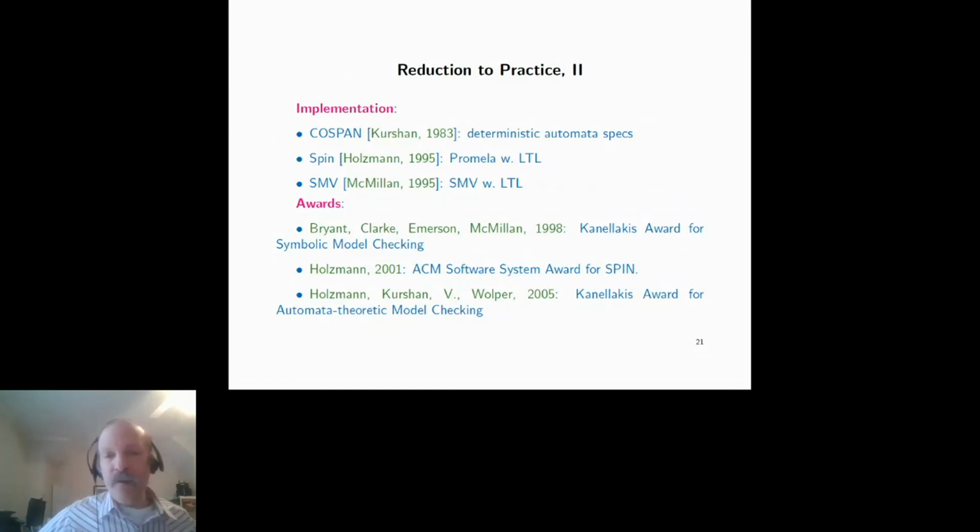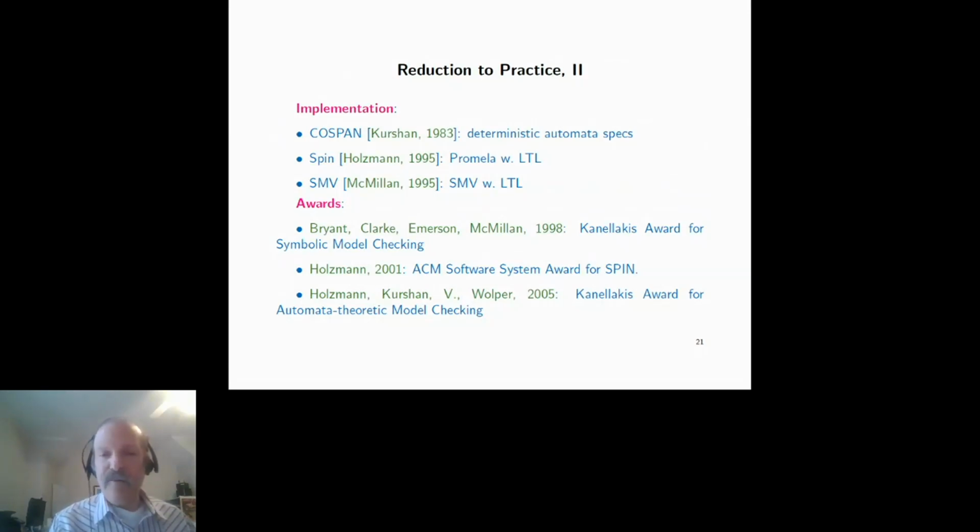Gerard Holzmann built SPIN, which is explicit state. Ken McMillan built SMV, which is symbolic. And there was a fair amount of recognition. Brian Clarke, Emerson, and McMillan received the Kanellakis Award in 1998. Holzmann received the ACM Software System Award for SPIN in 2001. And in 2005, Holzmann, Kurshan, Pierre Wolper, and myself received the Kanellakis Award for this work.